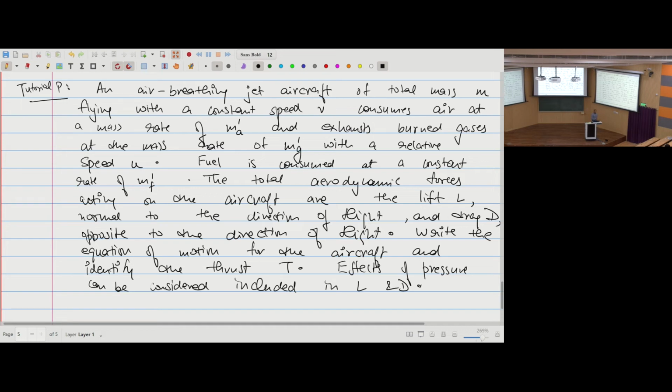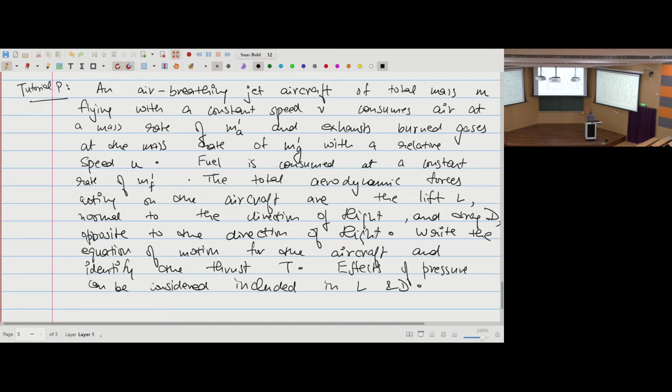This is the problem. An air-breathing jet aircraft of total mass m flying with a constant speed v. So this is the earlier case, constant speed, no acceleration here, consumes air at a mass rate of ma prime. So this is an air-breathing jet. You have these jets. They don't have oxidizers as such. So to burn the fuel at a large flow, at a high rate, you need lots of oxygen.